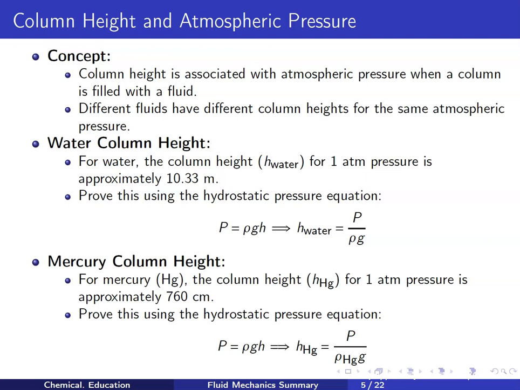So we know P is equal to rho gh, so h will be P by rho g. Similarly, if I take mercury in the column, so what will be the mercury height? For mercury, the column height for 1 atm pressure is approximately 760 millimeter, and we can easily prove that. So here h Hg is equal to P by rho Hg g. Now I am going to prove that.